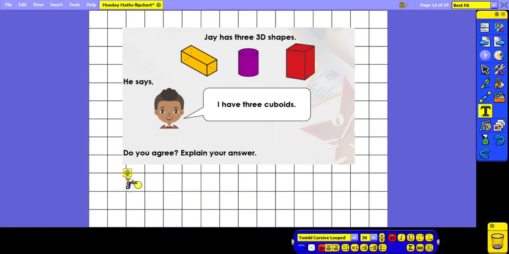We can say J is incorrect because one of the shapes is a cylinder.